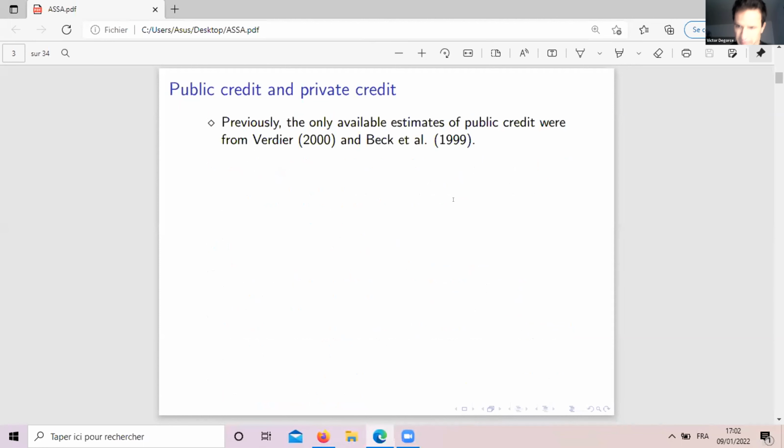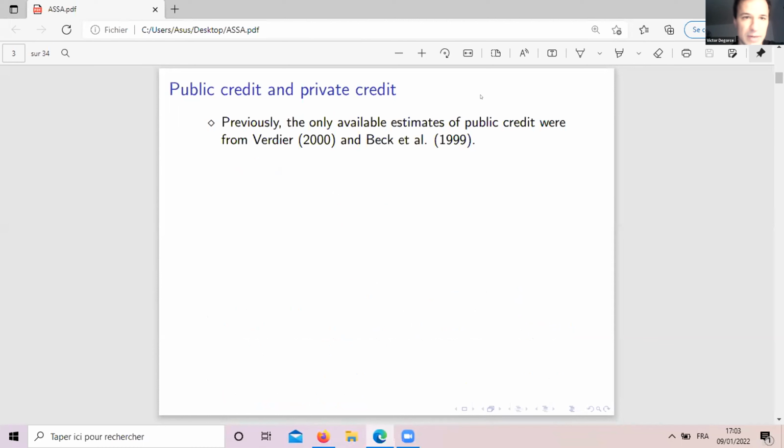So let me say a bit more about the data. Previously, the only available estimates of public credit were from Verdier and Beck et al. Verdier only gives point estimates, it's not really serious, and Beck and co-authors just focus on the tip of the iceberg, so to speak, of public credit. They just focus on state banks. But as we're going to see, state banks are just one type of public institution out of many, so I'm going to explain this in a minute.